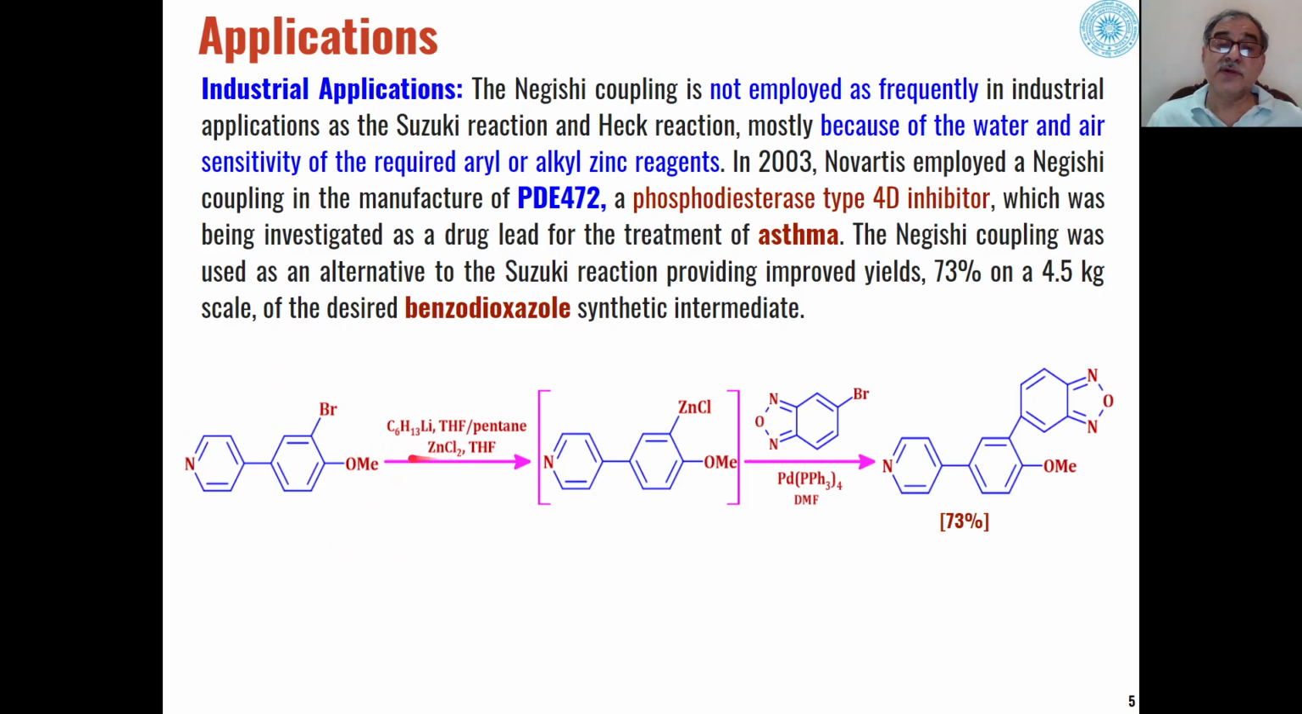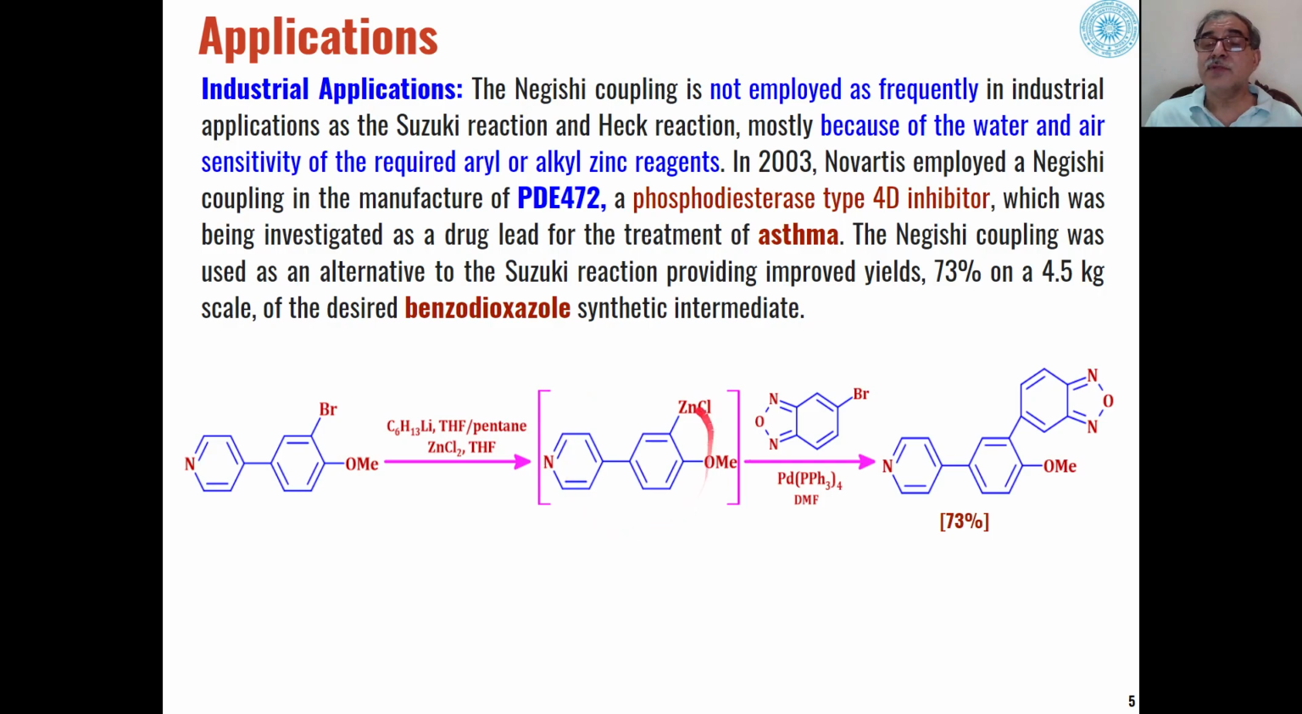When this is reacted with hexyllithium in the presence of THF, pentane and zinc chloride, it is converted into this organozinc compound. In the presence of hexyllithium, first this will be converted into a lithium complex, and then that lithium complex will react with zinc chloride, lithium chloride will be eliminated, and we will get this type of organozinc compound.